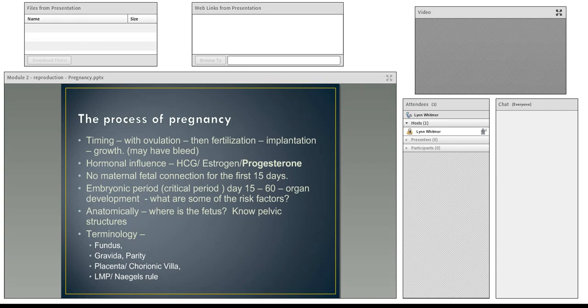Remember, there's no fetal connection to mom for the first 15 days. We talked about that in orientation. But after the 15th day, approximately to the 60th day, that's the organ development period, the embryonic period. This is what we call the critical period.